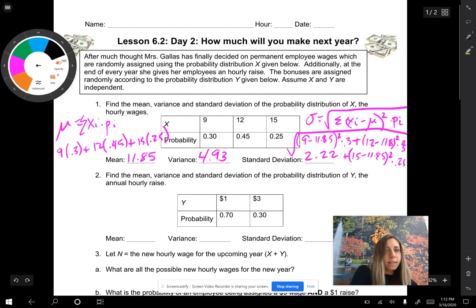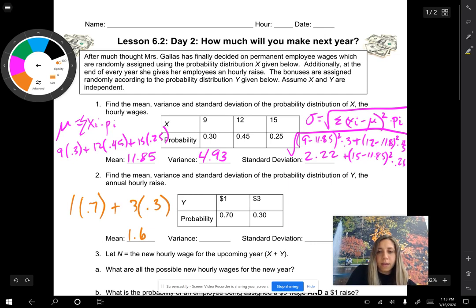All right, now let's take a look at the mean, variance, and standard deviation of the probability distribution Y, which is for the hourly raise. So your mean would be 1 times 0.7 plus 3 times 0.3, and that gives you a mean of 1.6.